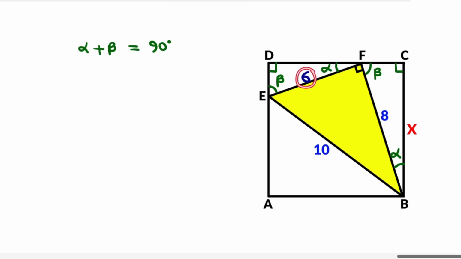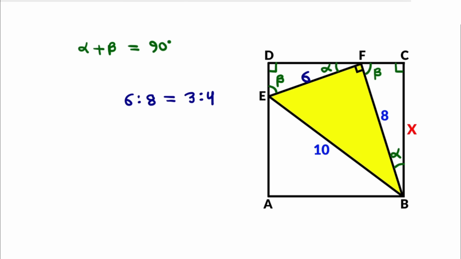The hypotenuse of the left triangle is EF, which is 6. The hypotenuse of the right triangle is FB, which is 8. So the similarity ratio is 6 to 8, or 3 to 4. Now, let's use that ratio. In the right triangle, the side opposite angle beta is CB, which is the side of the square. So its length is X.